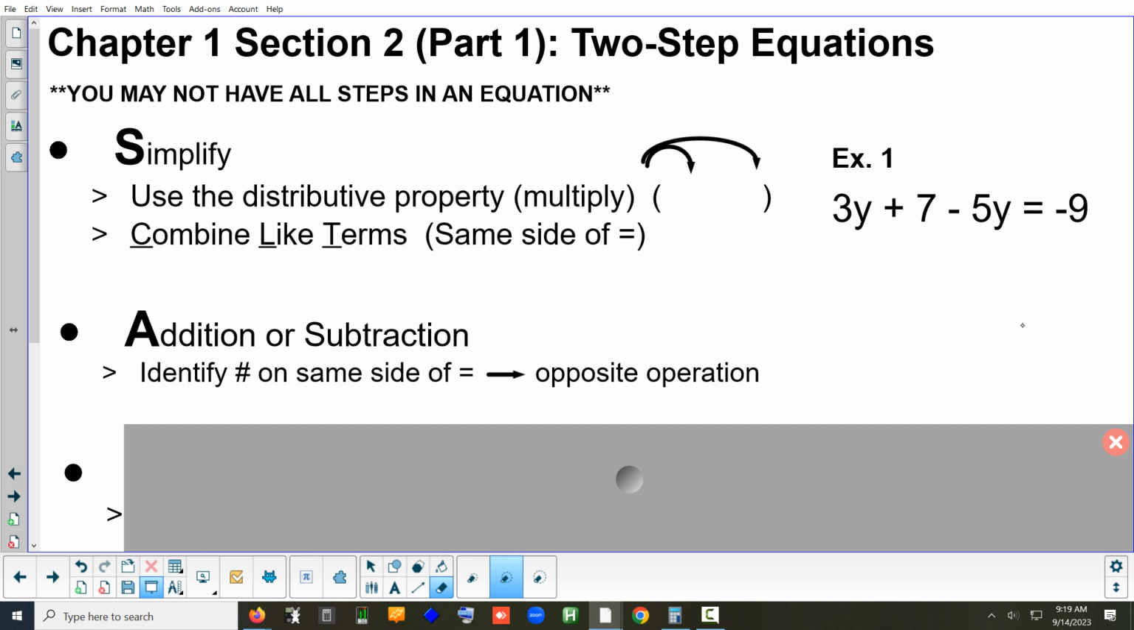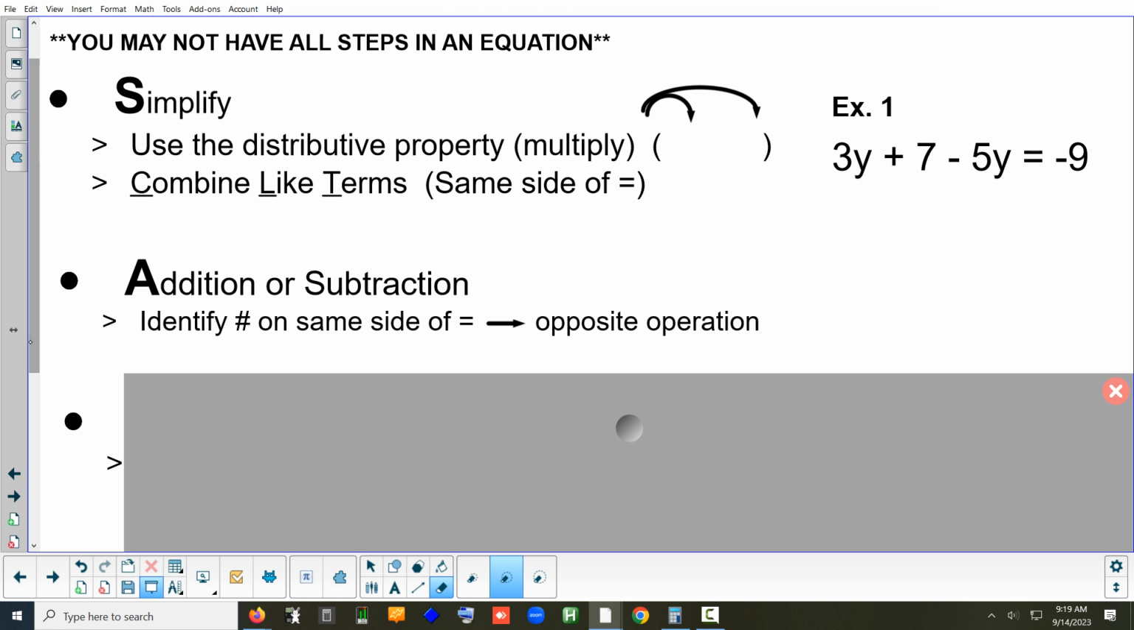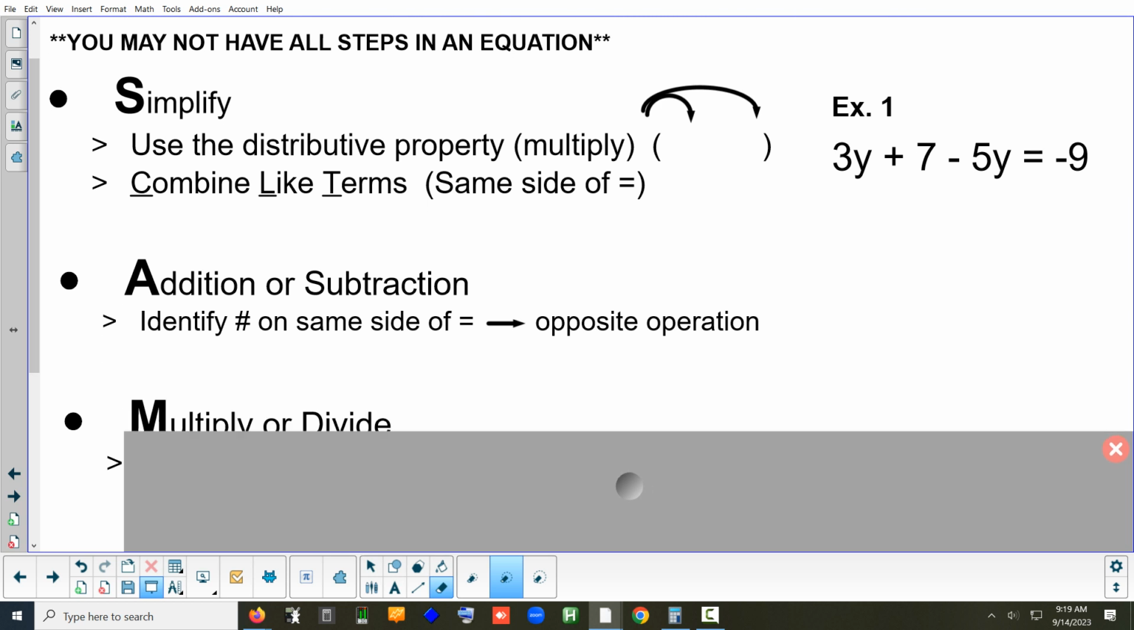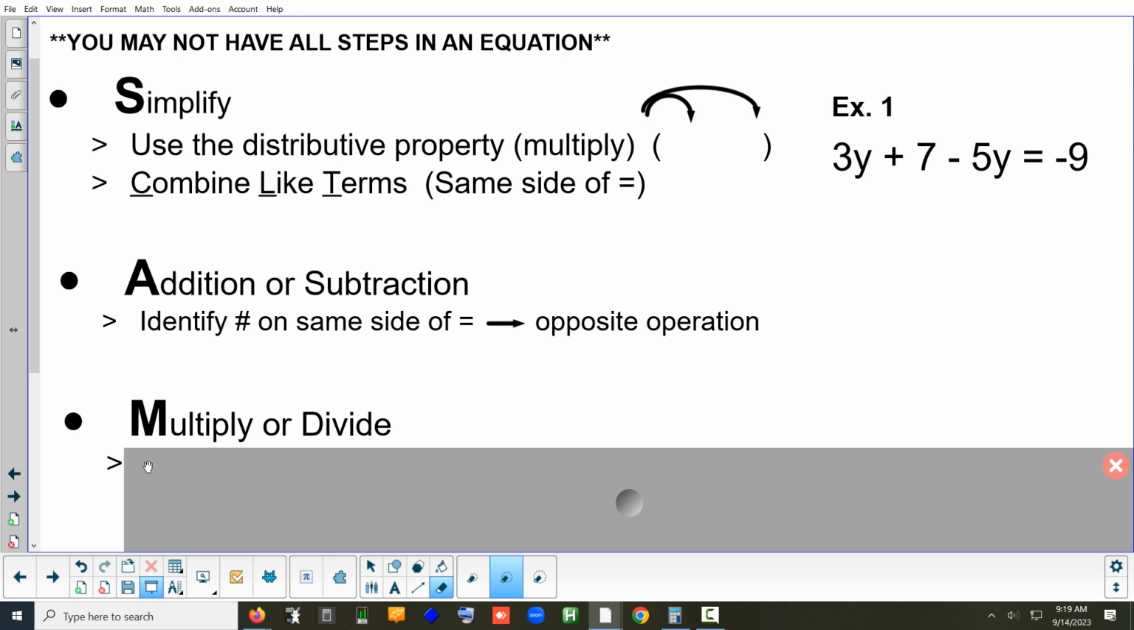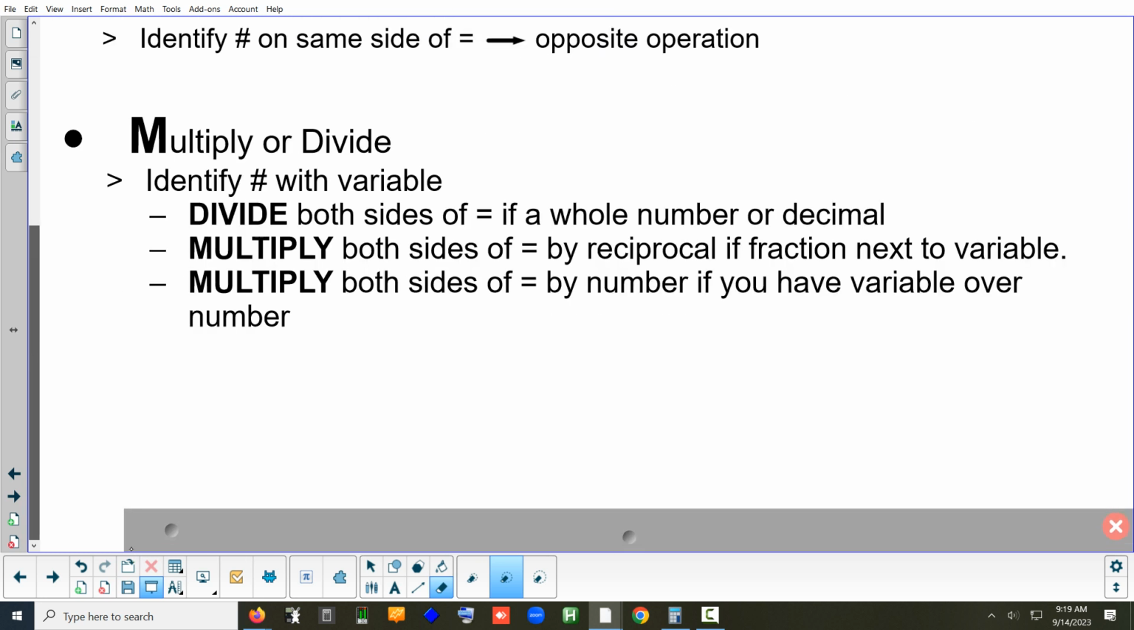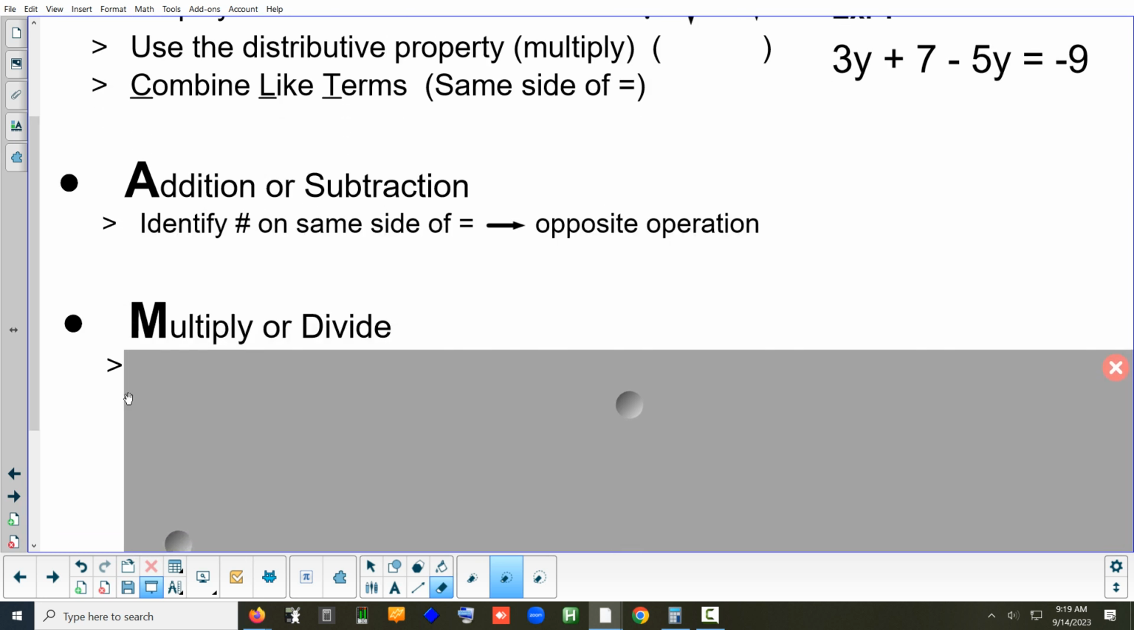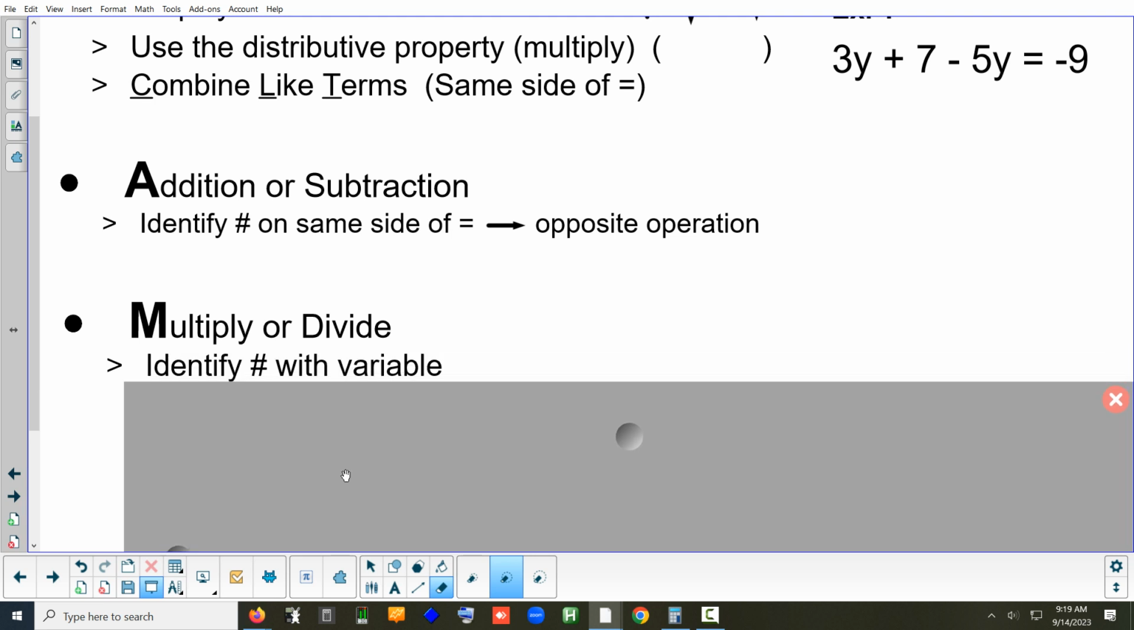Anybody think they know what the M stands for? Multiplication or division. Right, multiply or divide. Multiplying and dividing is the very last thing you do when you're trying to solve an equation. We've got a few different cases under multiply and divide, and we went through all these cases yesterday. But the first thing you want to do is look at the number that's with the variable.